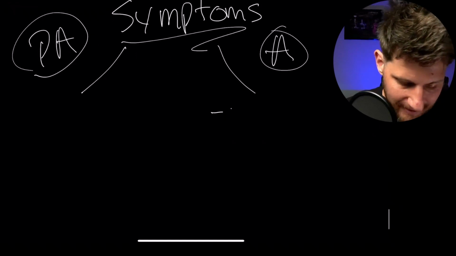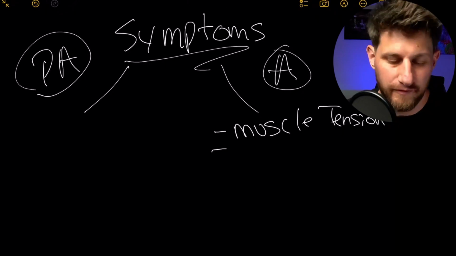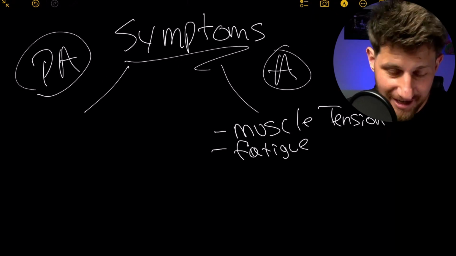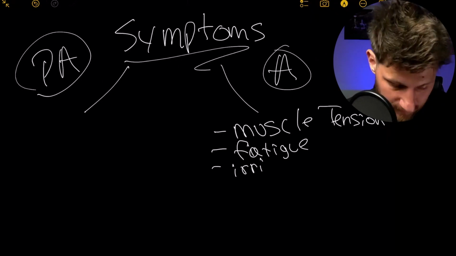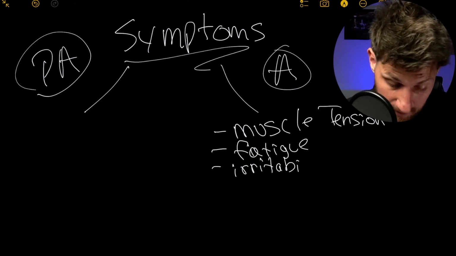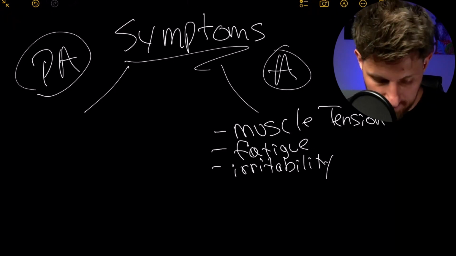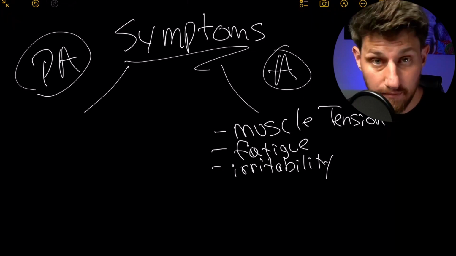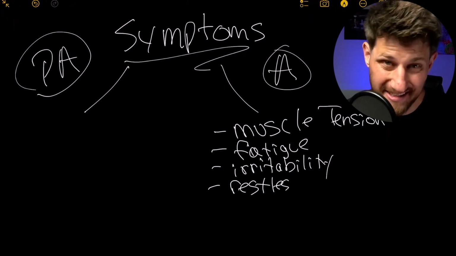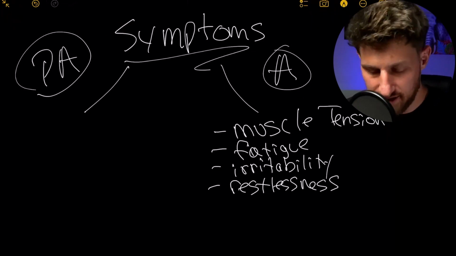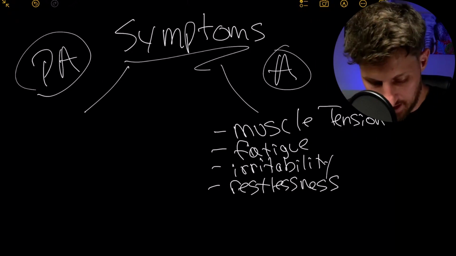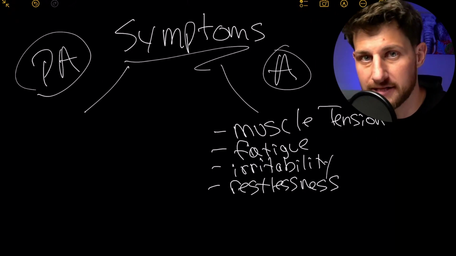So anxiety: muscle tension, fatigue, don't mind my writing, irritability. That looks like way too many I's and R's. And irritability, restlessness. Can you tell that the more I'm writing, the sloppier it's getting, because now I'm only thinking about, am I spelling things correctly?